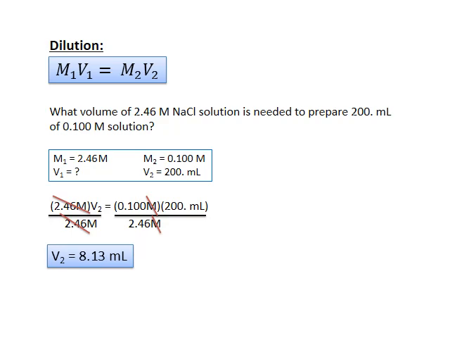So if I wanted to actually prepare the solution, I would take 8.13 milliliters of my 2.46 mole per liter sodium chloride solution, put it in a container and add enough water to prepare 200 milliliters.